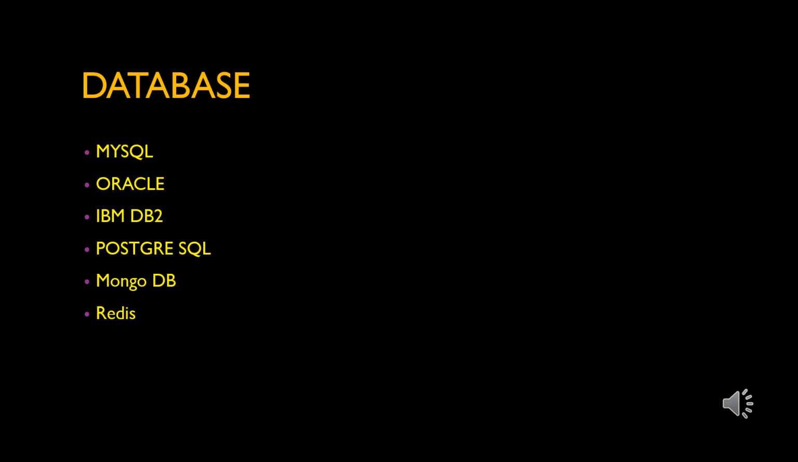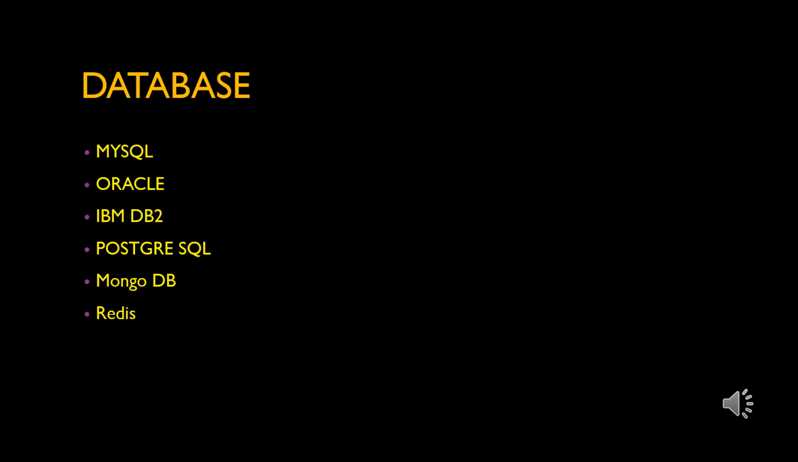You can use MySQL, Oracle, IBM DB2, PostgreSQL, MongoDB or Redis. Based on your technical stuff, you can choose your items. For example, if you use Python or Java, you can go for MySQL or Oracle or IBM DB2, PostgreSQL. Those are the best choices. MySQL is freely available. PostgreSQL is also freely available up to some extent, so you can use that one.